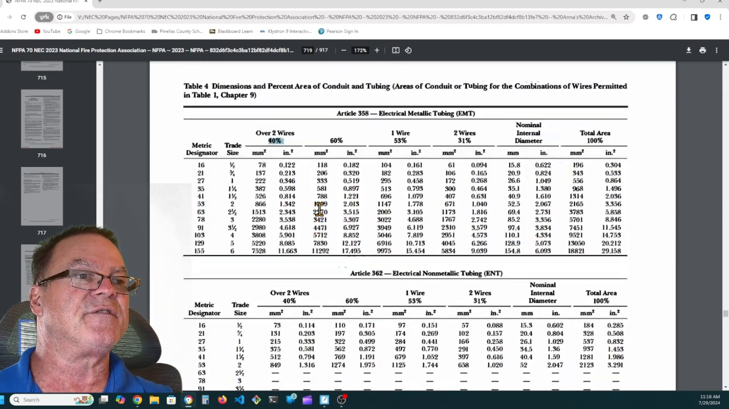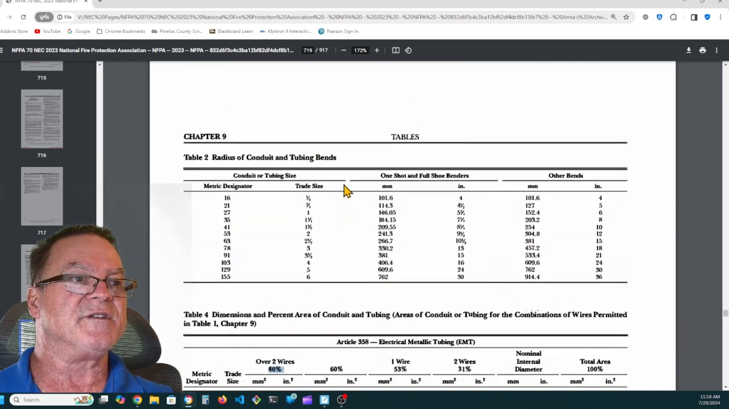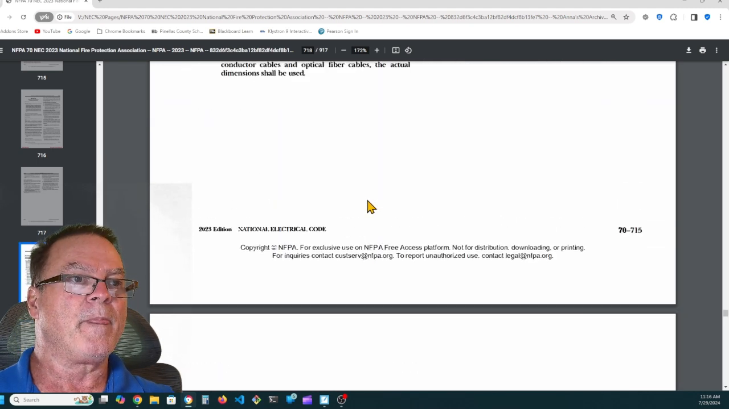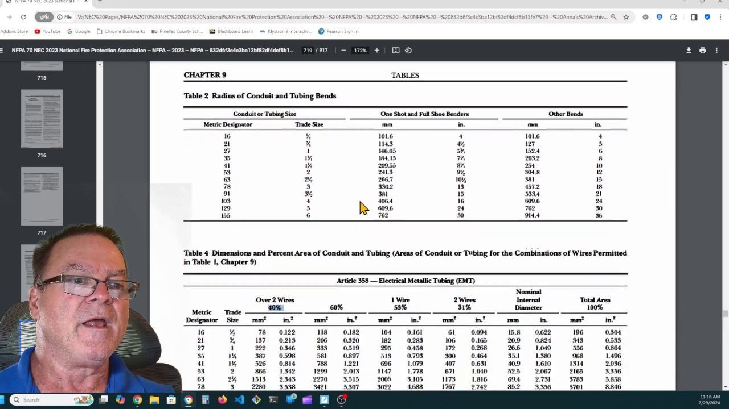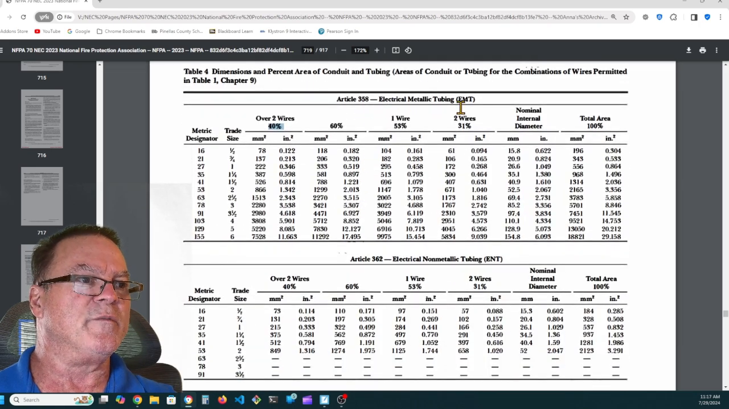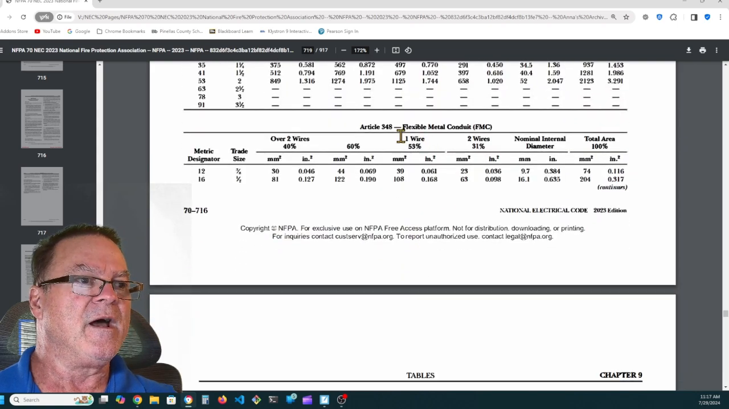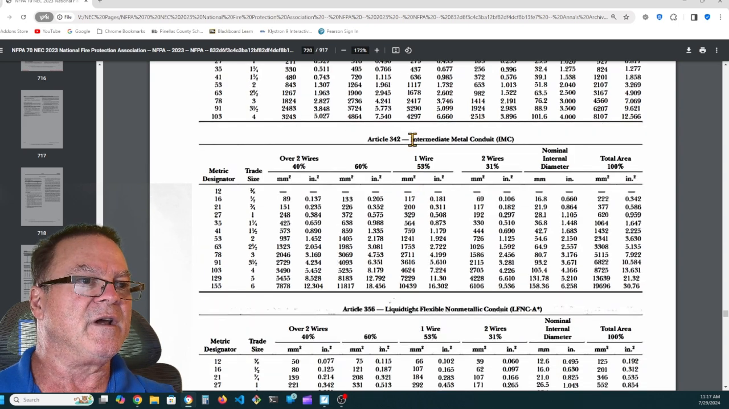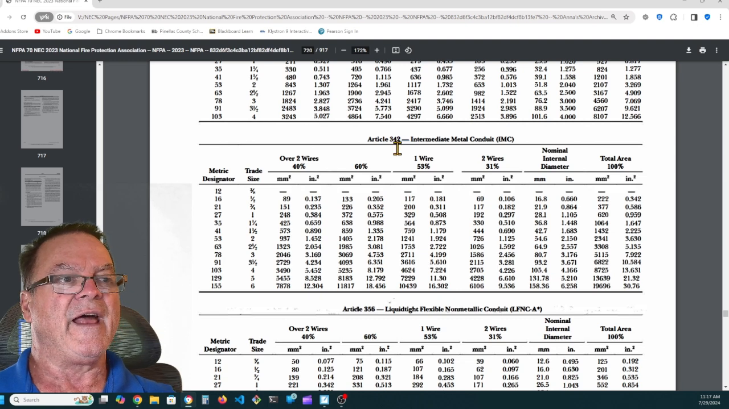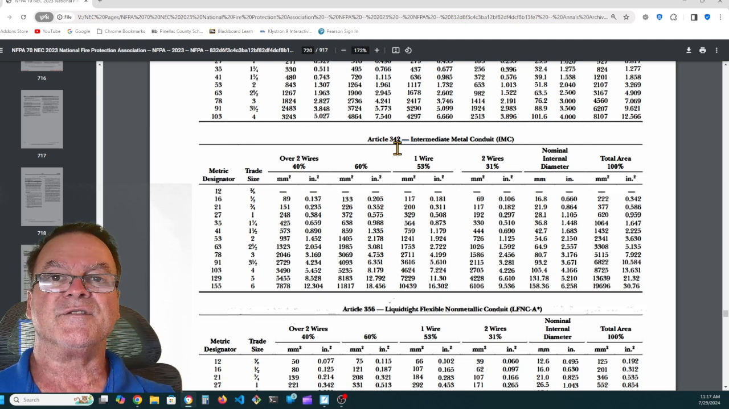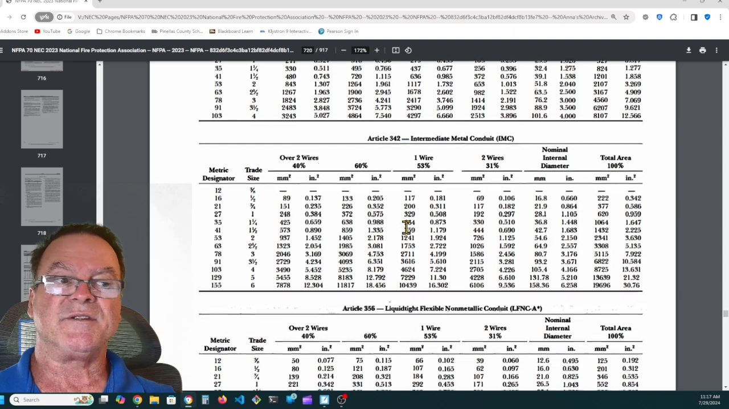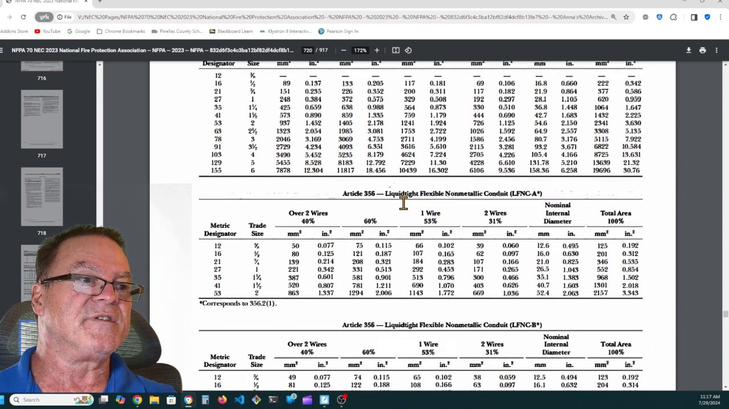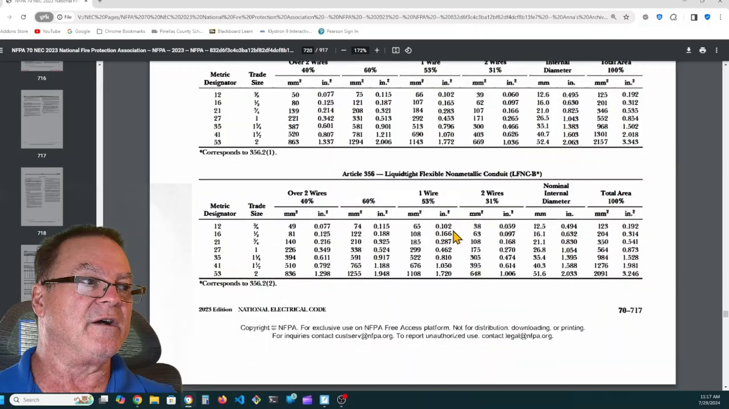It shows us different types of raceways as well. It starts with electrical metallic tubing, electrical non-metallic tubing, flexible metal conduit, intermediate metal conduit, and it tells us the article that covers that raceway system. 356, liquid tight flexible non-metallic conduit.